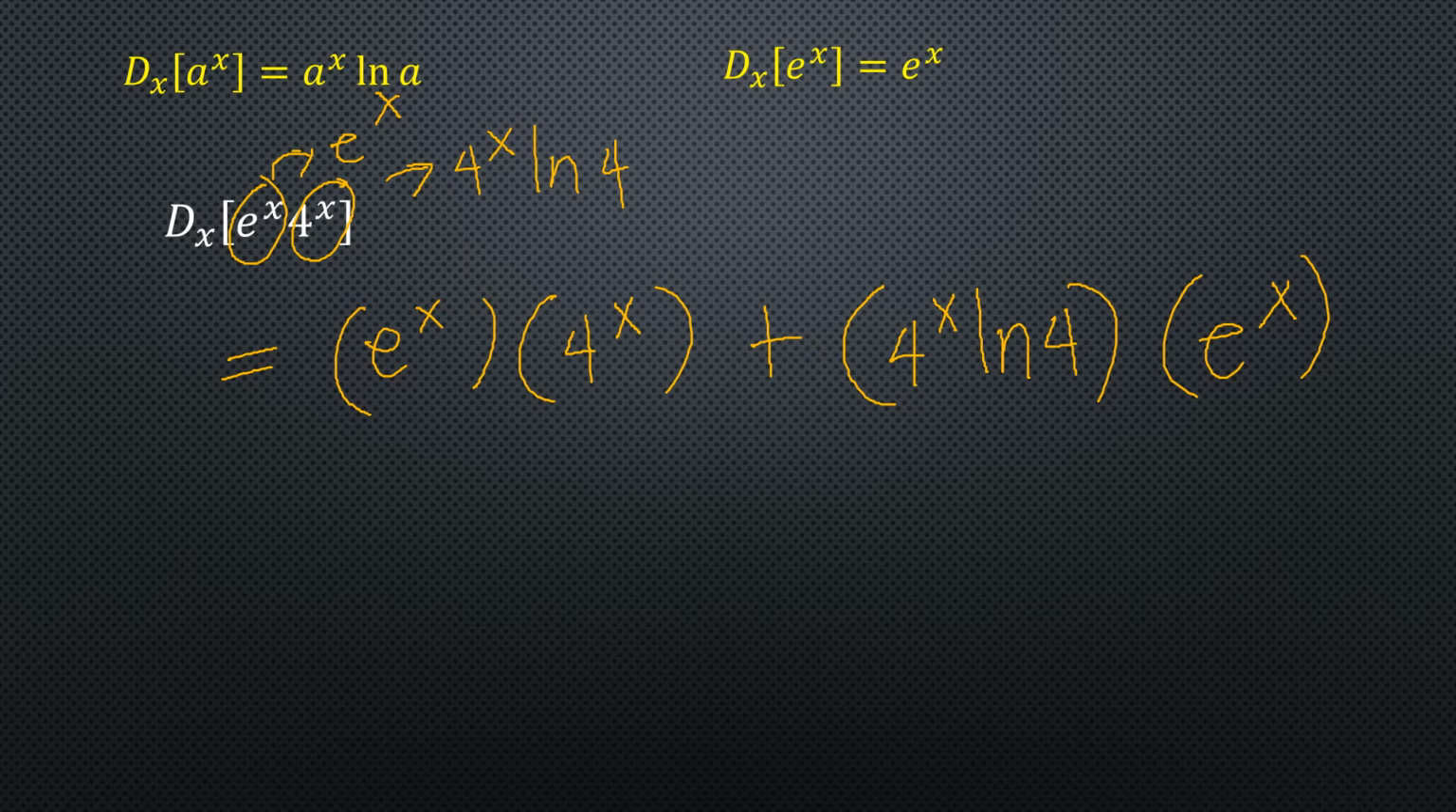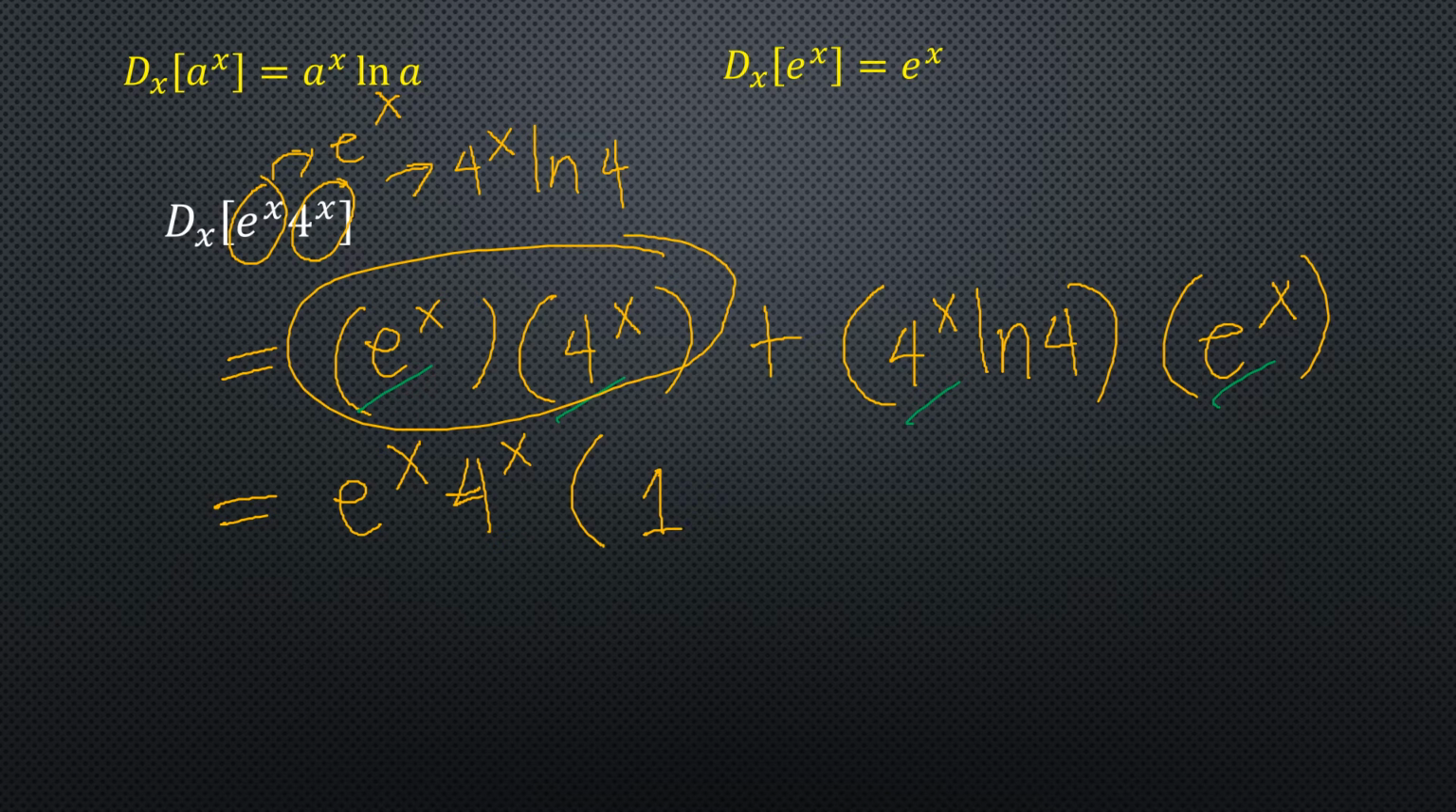Now we notice here that e raised to x and 4 raised to x are common to these two terms. Therefore, we factor it out to bring out e raised to x times 4 raised to x. So this is now 1, and the other is ln of 4. So plus ln of 4 when we factor out. Okay, now this is already the answer.